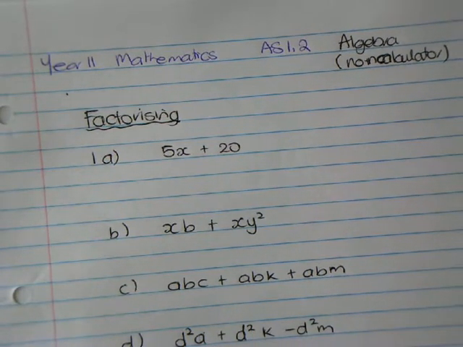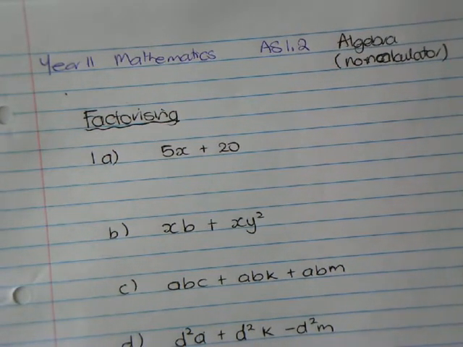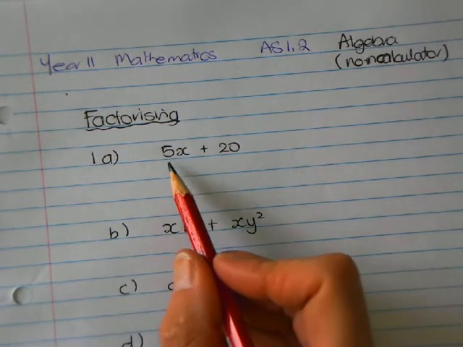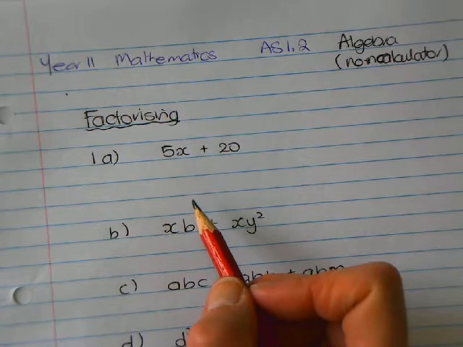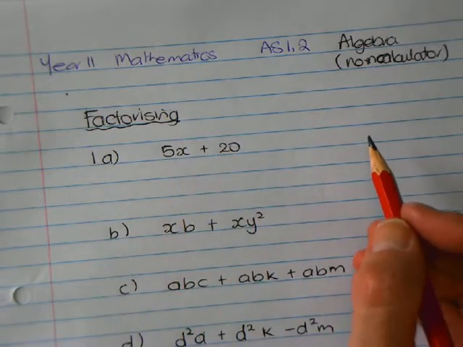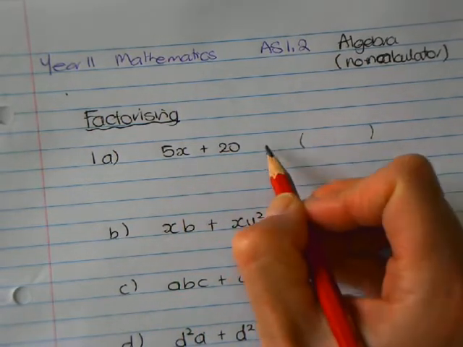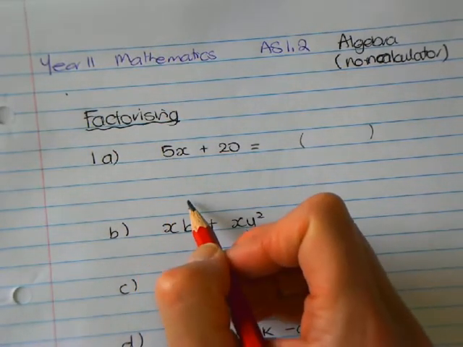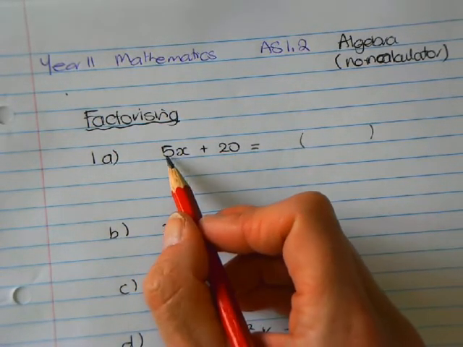Year 11 Mathematics, Achievement Standard 1.2, we're doing some factorising in algebra. Here we're looking for common factors to put inside the brackets. Because there's only two terms there, we generally only will have one bracket. So we're looking for what's common as a factor of 5 and 20. In other words, what can we divide 5 by and 20 by?